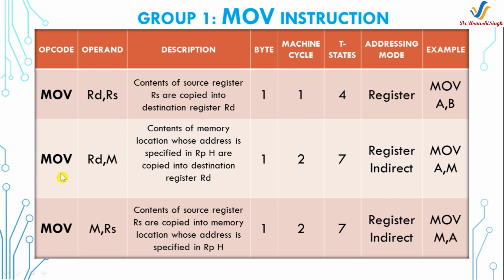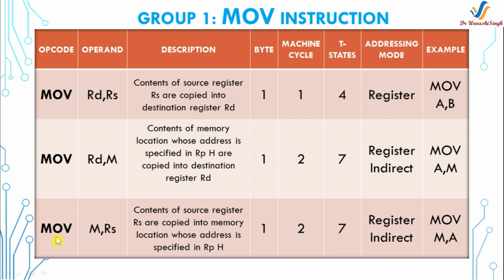Now the next instruction is MOV RD, M. Here M is the memory whose address is given in the register pair H. So in this instruction, the contents of the memory location are copied into the destination register that can be any general purpose register. In this instruction, the second machine cycle is memory read because the microprocessor is reading the memory location and copying the contents into its general purpose register. Here the addressing mode is register indirect because the operand address is indirectly specified in the instruction, and total T states are 7.